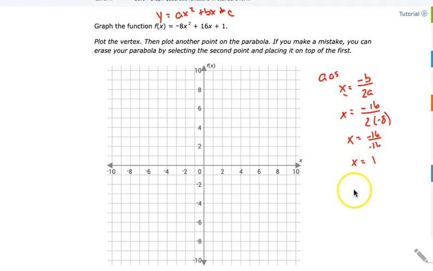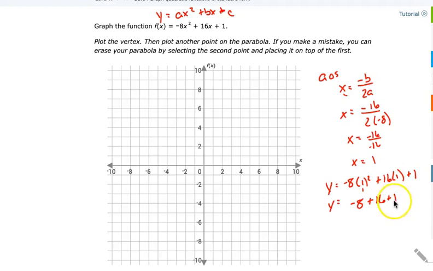So I'm going to plug that back into the equation that we've been given. So y equals negative 8, and then I have a 1. So 1 squared plus 16 times 1 plus 1. All right, so y equals, now 1 squared, that's 1 times 1, so that's 1, and negative 8 times 1 is negative 8. 16 times 1 is plus 16, and then I have the plus 1 on the end.